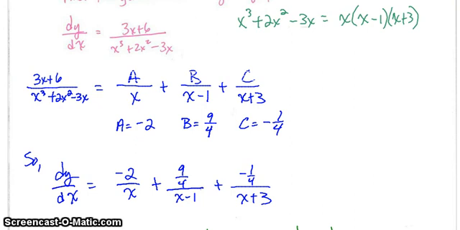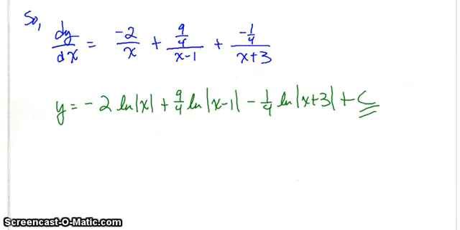And then we're going to integrate. If we integrate appropriately, hopefully we get this beautiful, lovely solution. y is equal to negative 2 ln of absolute value of x plus 9/4 ln of quantity x minus 1 minus 1/4 ln quantity x plus 3 plus c, because it's our general solution.